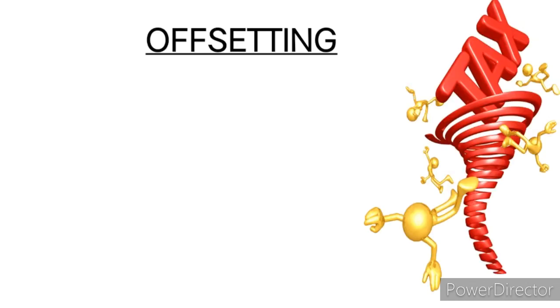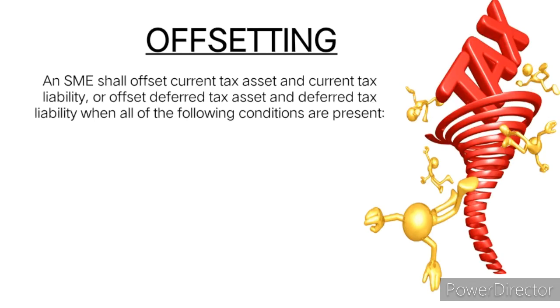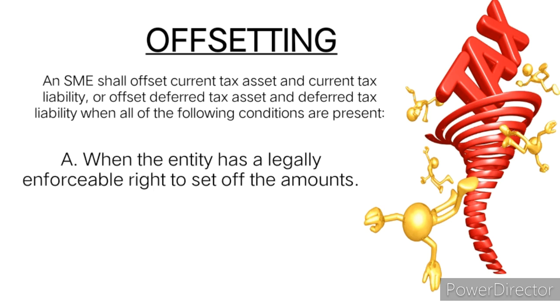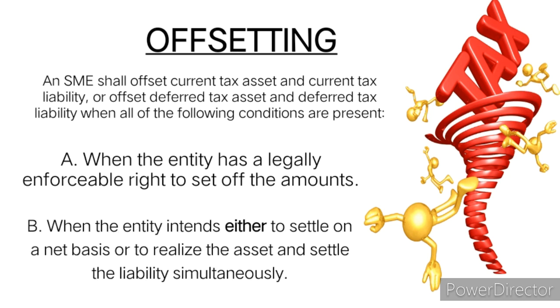Next is offsetting. An SME shall offset current tax asset and current tax liability, or offset deferred tax asset and deferred tax liability when all of the following conditions are present. First is when the entity has a legally enforceable right to set off the amounts. Next is when the entity intends either to settle on a net basis or to realize the asset and settle the liability simultaneously.